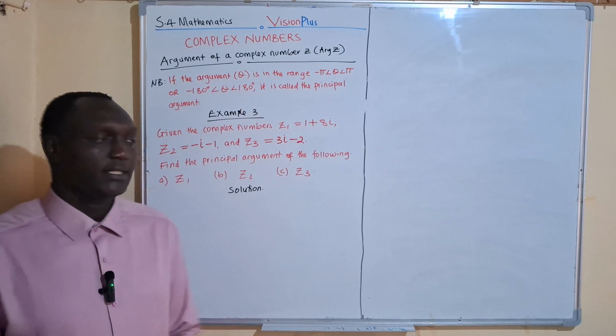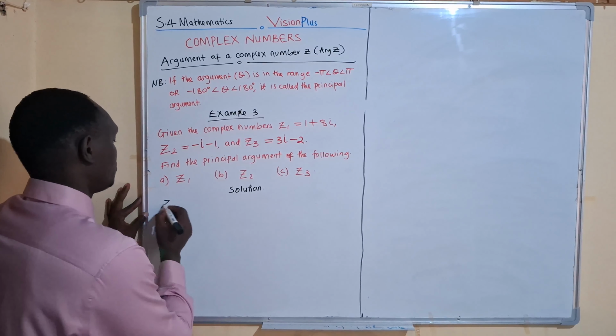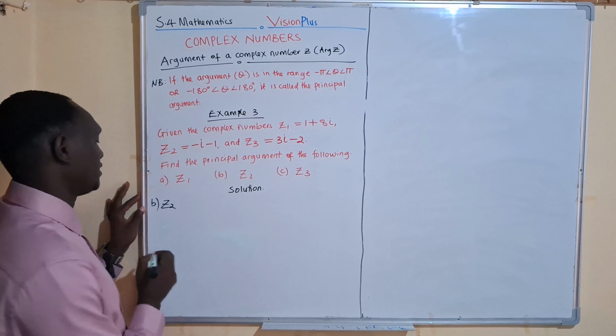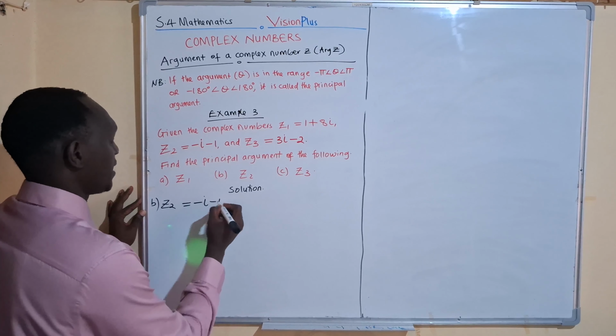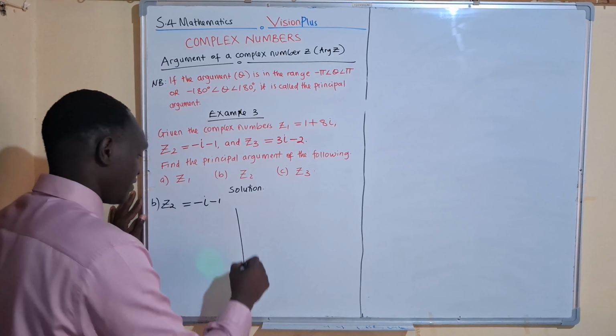And now going to part B. Part B says that we have Z2, which is given as negative i minus 1. We illustrate it on the diagram.